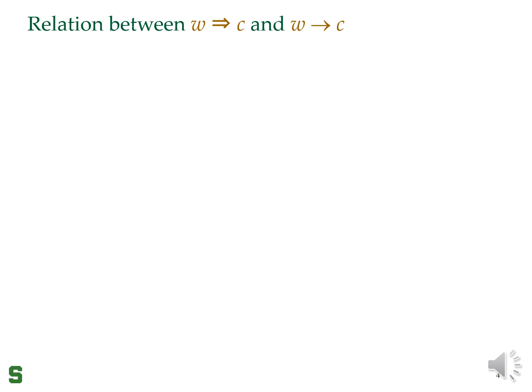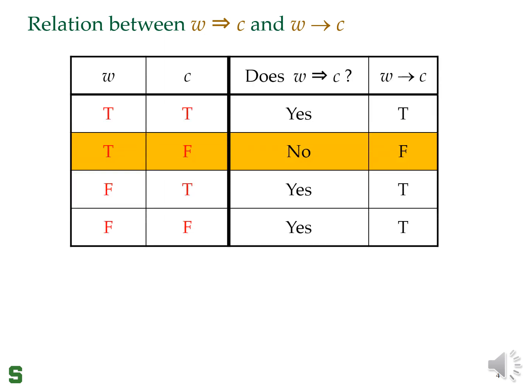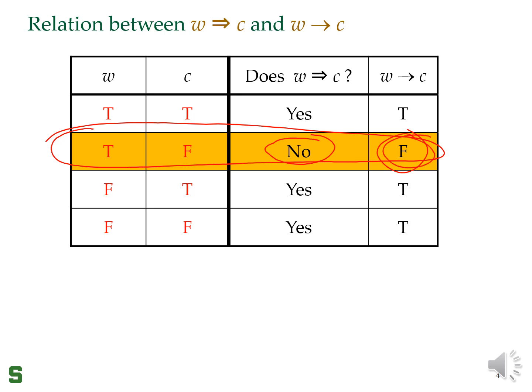So what is the relation between W logically implies C and W implies C? We can look at this. In W implies C, this one row had a false entry because W was true but C was false. Here we are going to say that W does not logically imply C. And essentially that means W logically implies C is saying that W implies C should be a tautology. I should never have a false instance in my implication.